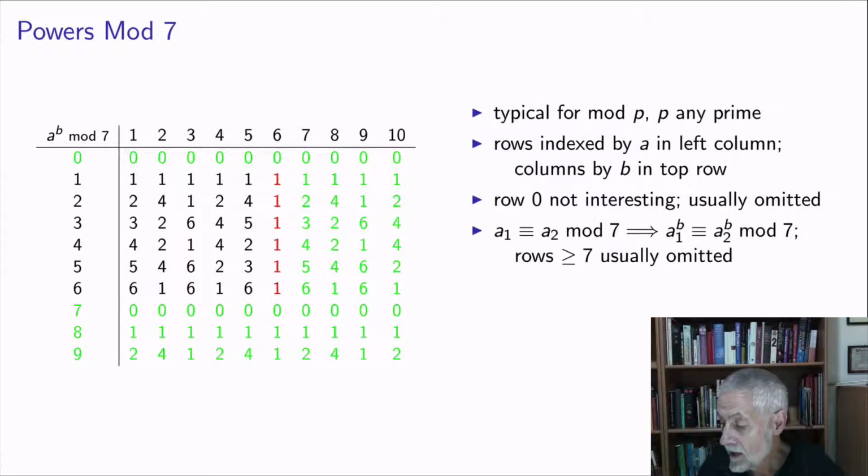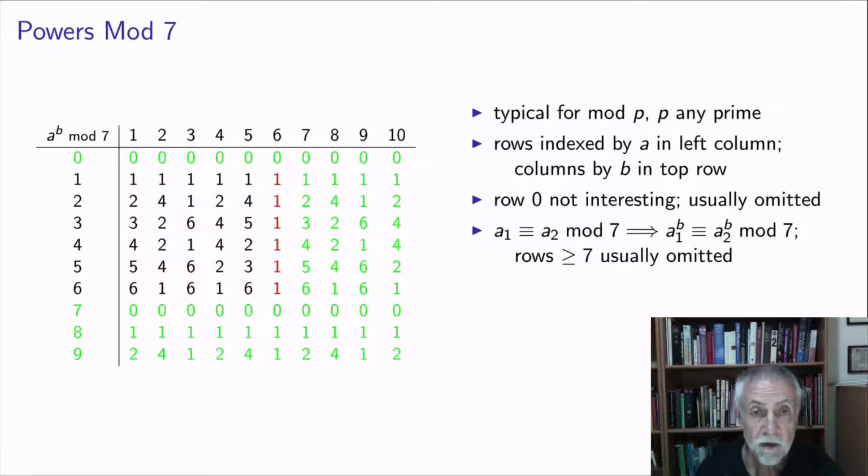I'm going to look here at powers a to the b modulo 7, and down here we have a, and across here we have b. For example, if I take 2 to the power 3, that's 8, modulo 7, that's going to be 1. And if I take 3 to the power 3, that's 27, modulo 7, because 3 7s are 21, it's going to give me 6.